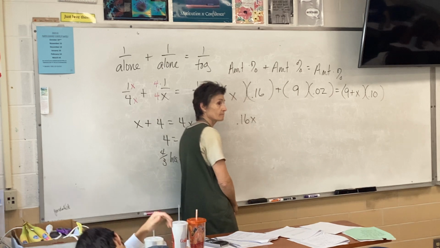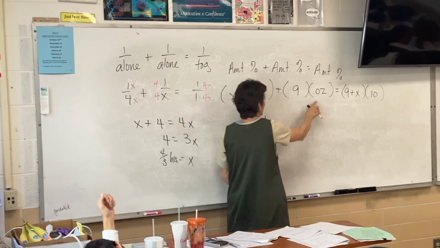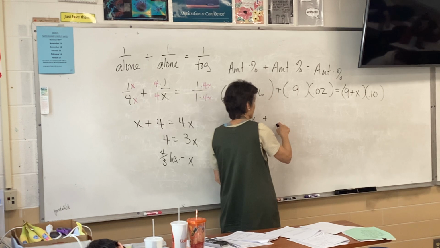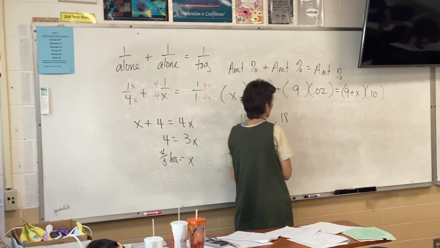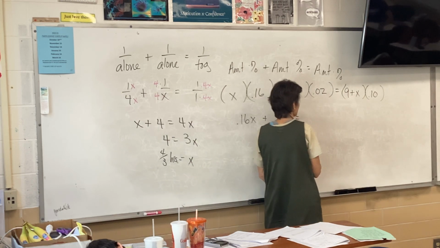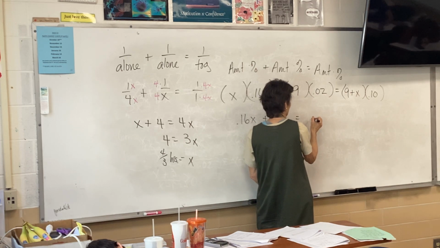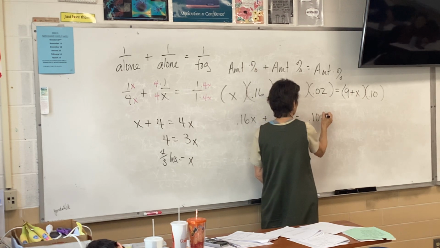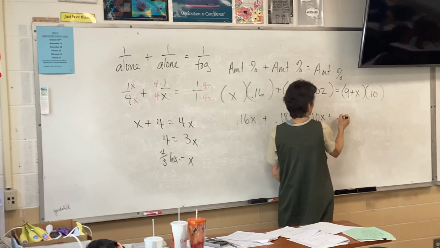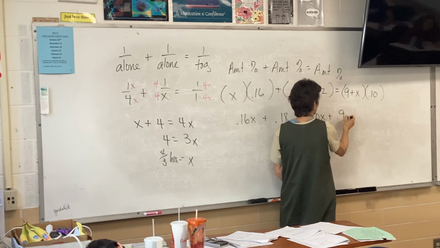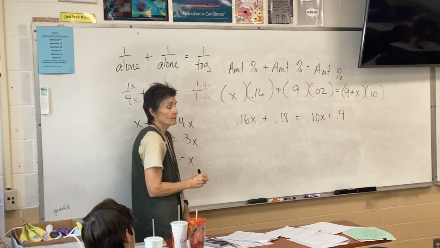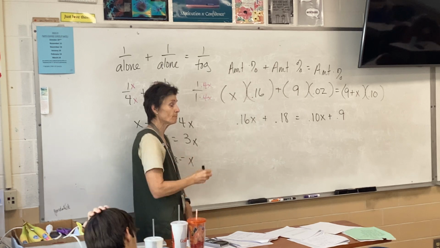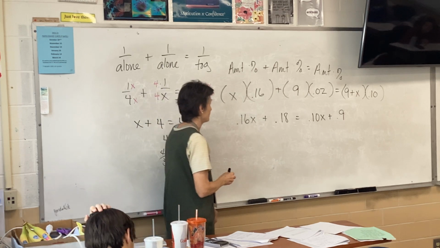.16x plus, what'd you put here? What'd you put there? 0.18, yep, 0.18. And what'd you put over here on this side? 0.10x plus 0.9. Could you have a calculator? There, no excuses for getting wrong numbers. Type it in on the calculator to get your answer.